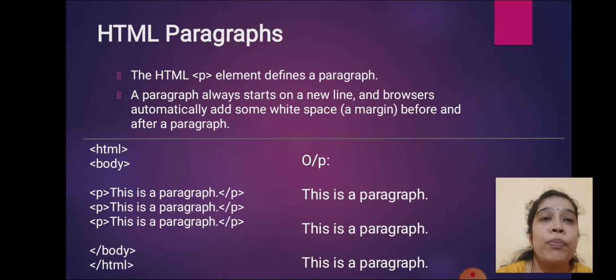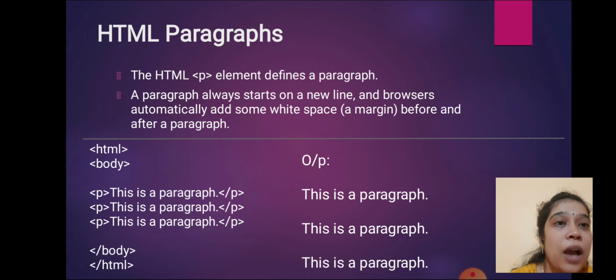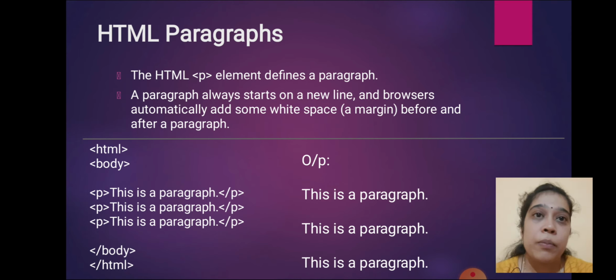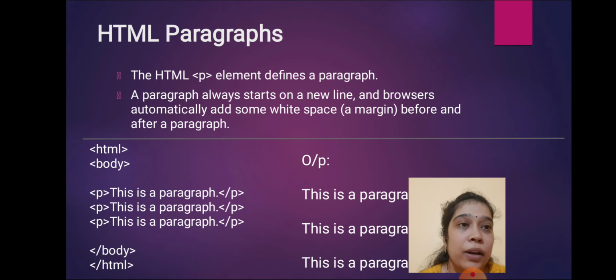Same, opening of p, this is paragraph, end of p. Opening p, this is paragraph, end of p. After running it, we will see the output. This is paragraph, this is paragraph, this is paragraph. All are on a new line, and before and after margin or white space is given. This is all about the paragraph tag.